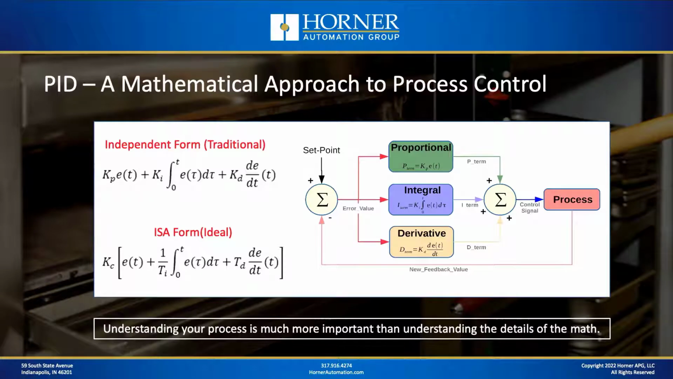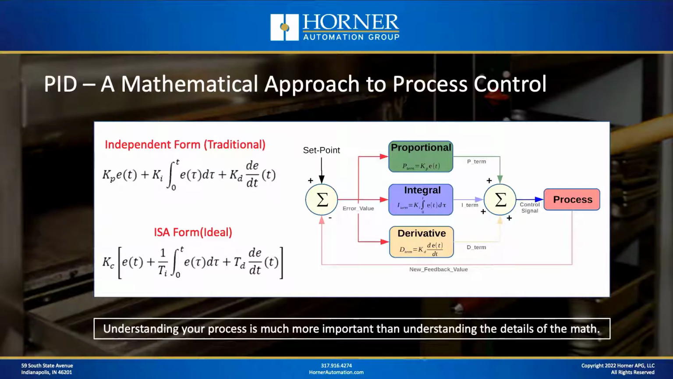So PID is a mathematical approach to process control. On the screen there, you see a couple of equations for the traditional form of PID and the ISA form of PID, and there are others as well, but those are the two that we've implemented at Horner. And one thing that's important to keep in mind is that understanding your process is way more important than understanding all the details of the math.